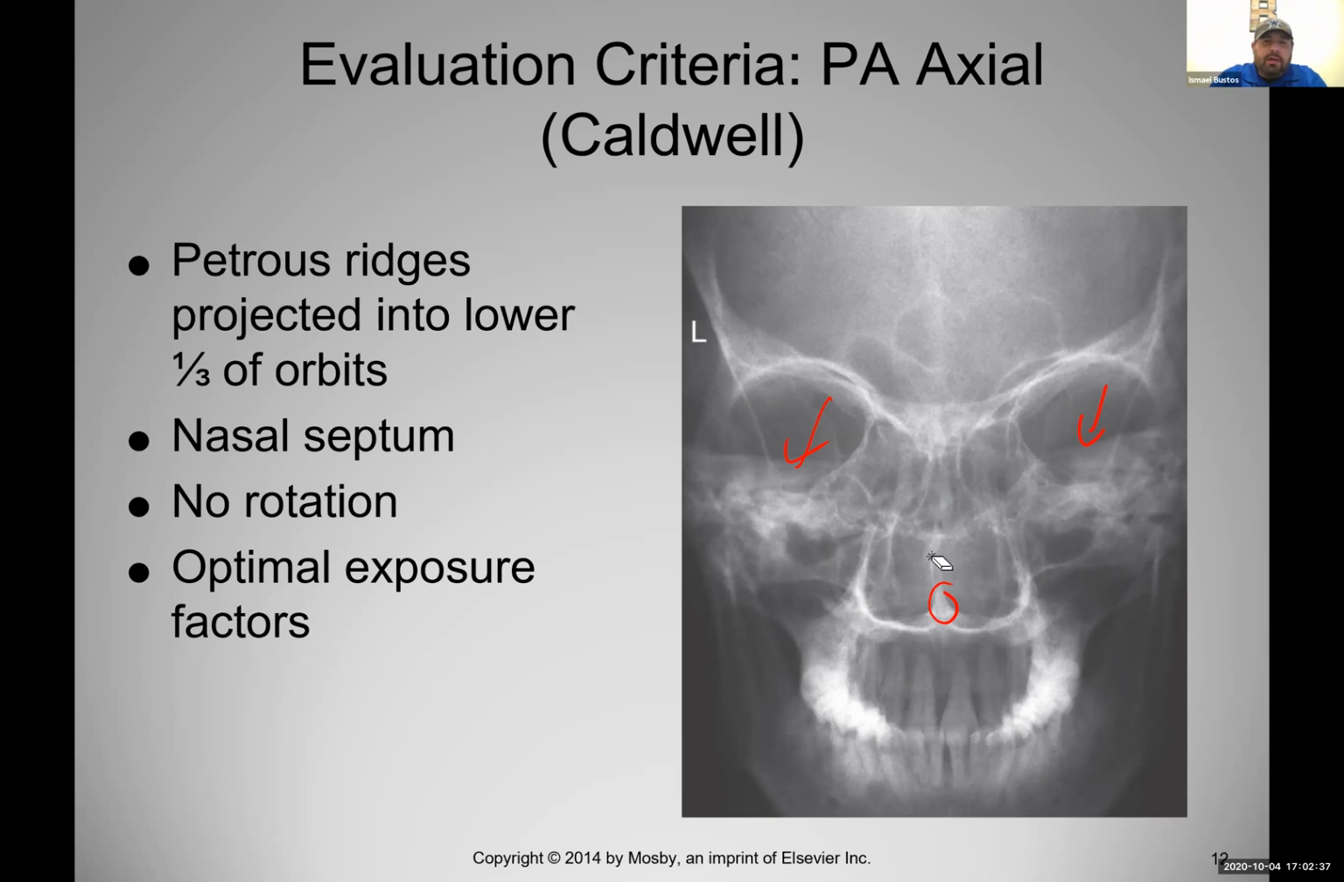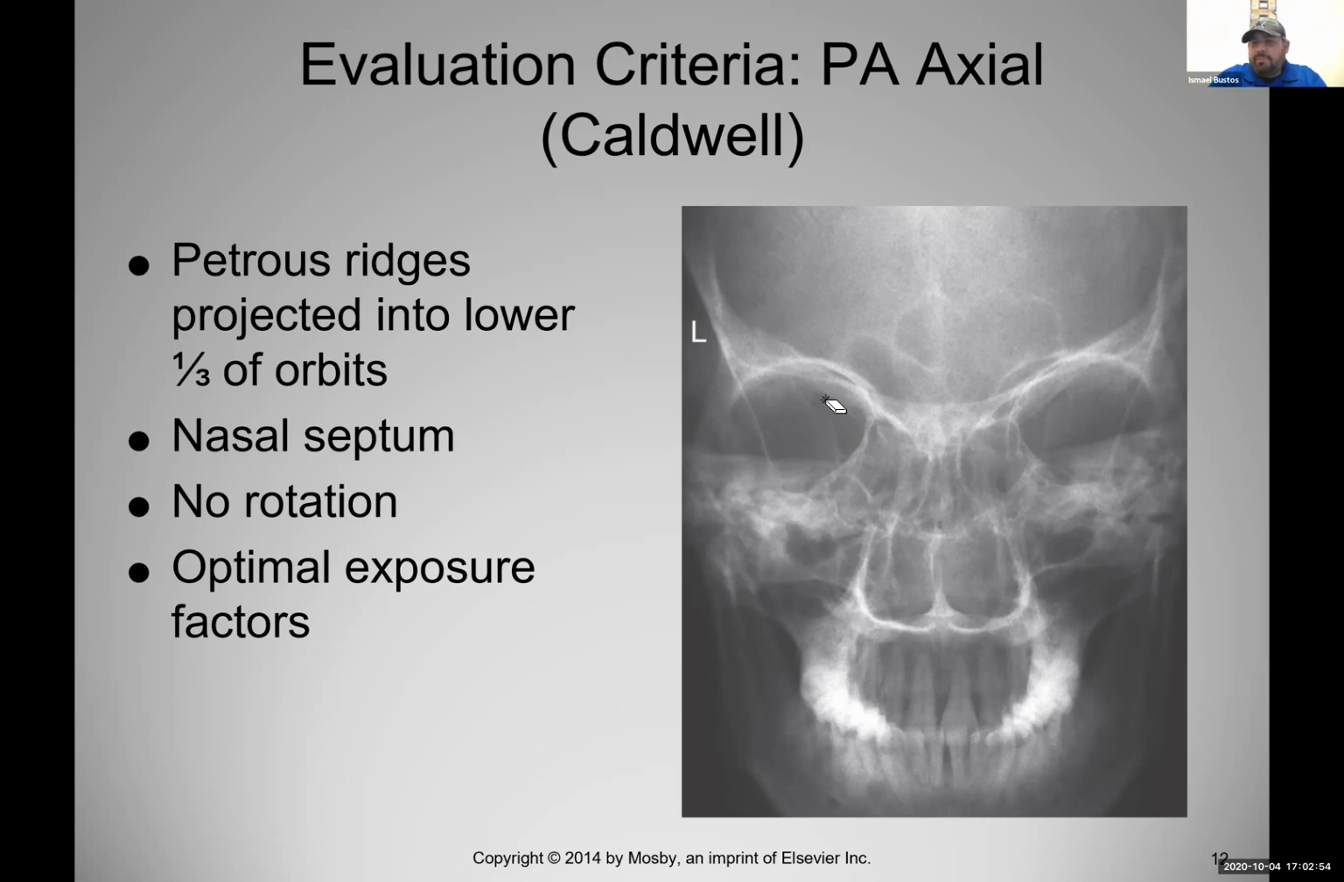It's usually not part of the nasal bone series in most places, but they can do it just to get another projection of the bony nasal septum. Make sure there's no rotation, and then check your optimal exposure factors. Make sure you have sharp lines and bony trabecular markings.